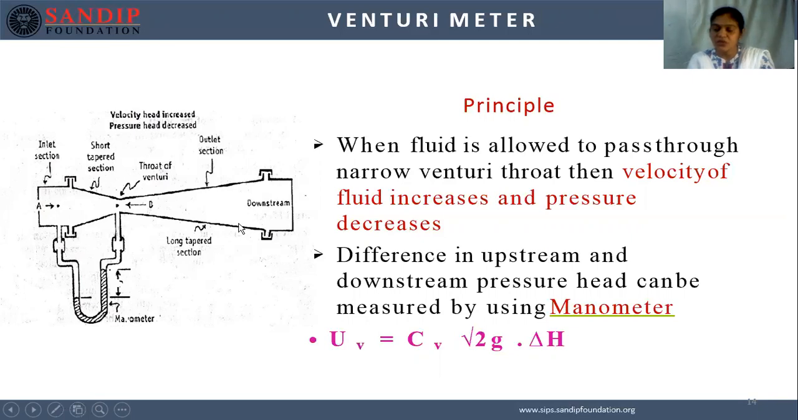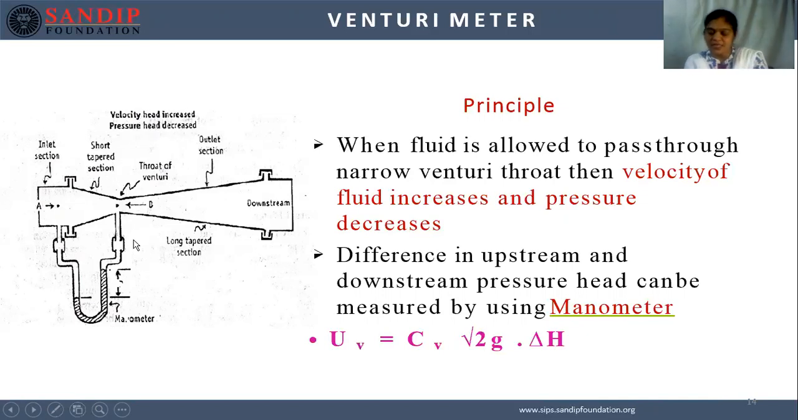In addition, the cross section of the high velocity part of the stream is well defined, and the manometer has to be attached in between A as well as B. So in short, you have to keep it in mind: the inlet section, then the outlet section, then tapered ends are there, then this is the throat of the venturi. So long tapered section, short tapered section, then the velocity head will increase at this throat of the venturi, whereas the pressure head will decrease.